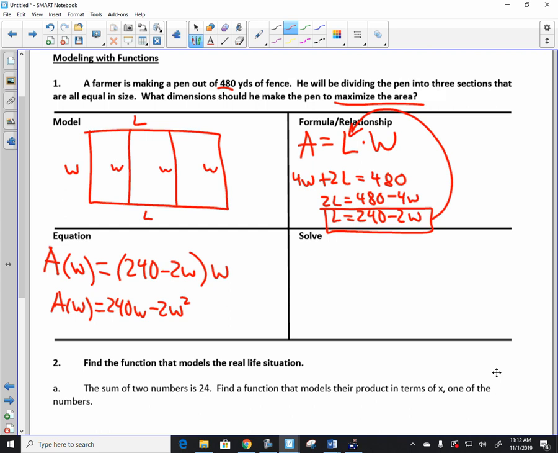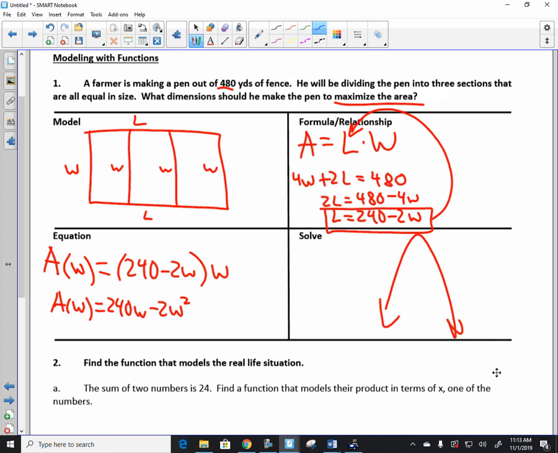Our goal is to maximize the area. This is the area. I would like to find where this area has a maximum. Do you have any idea what this shape looks like? Parabola, right, is it up or upside down? Upside down. So does it have a minimum or a maximum? It has a maximum.